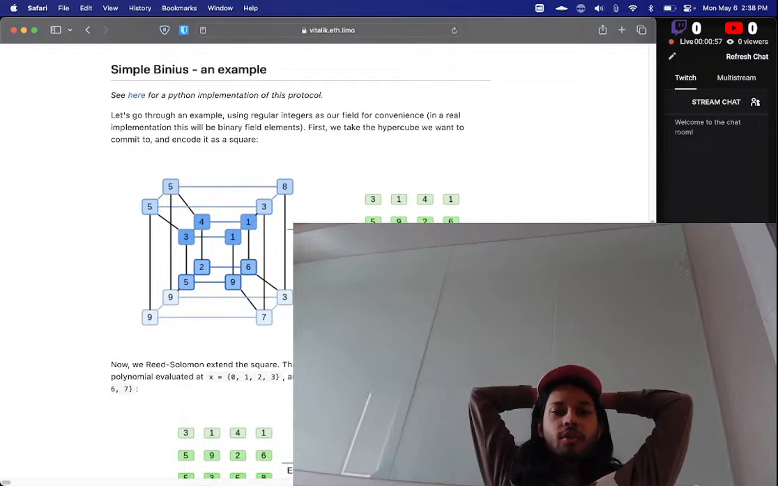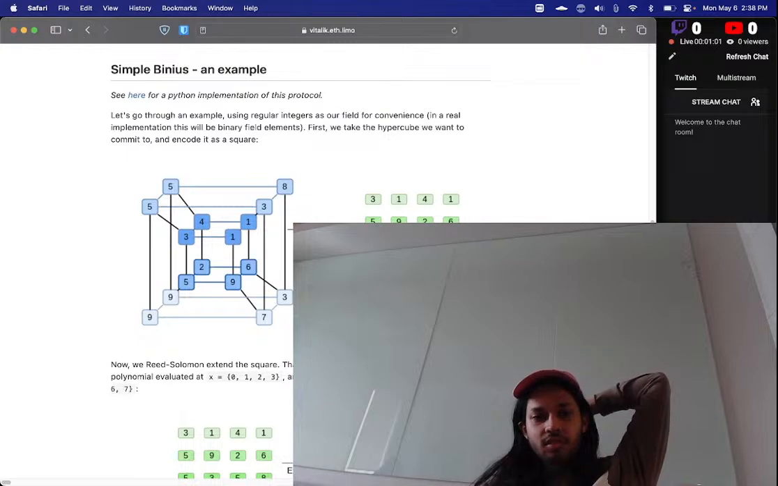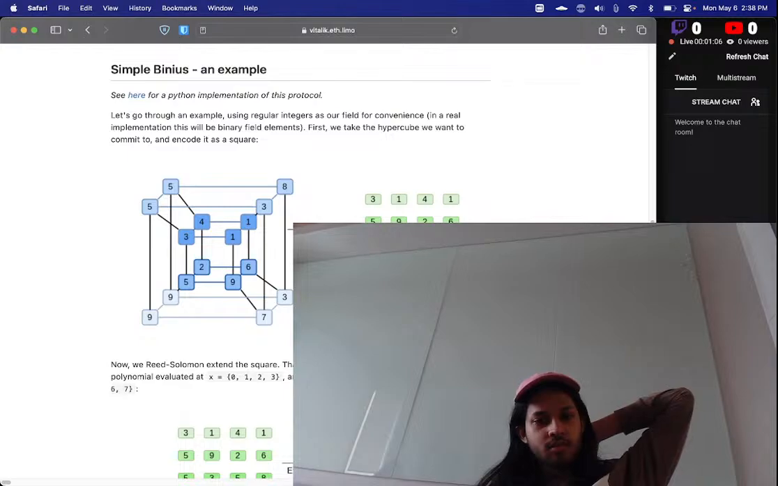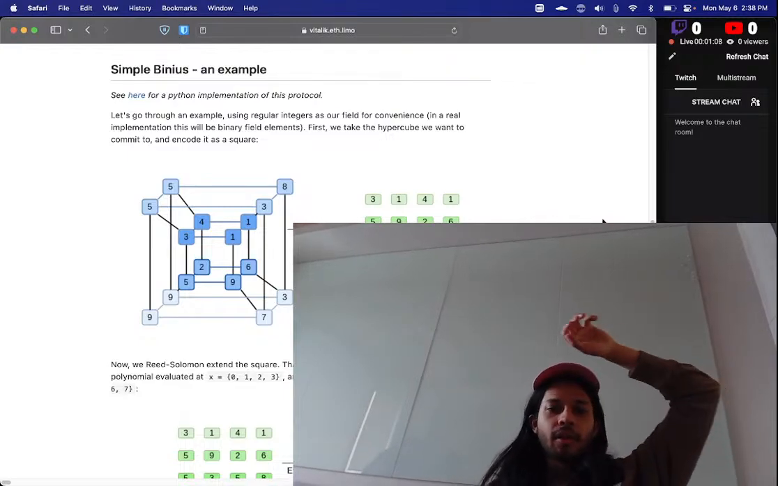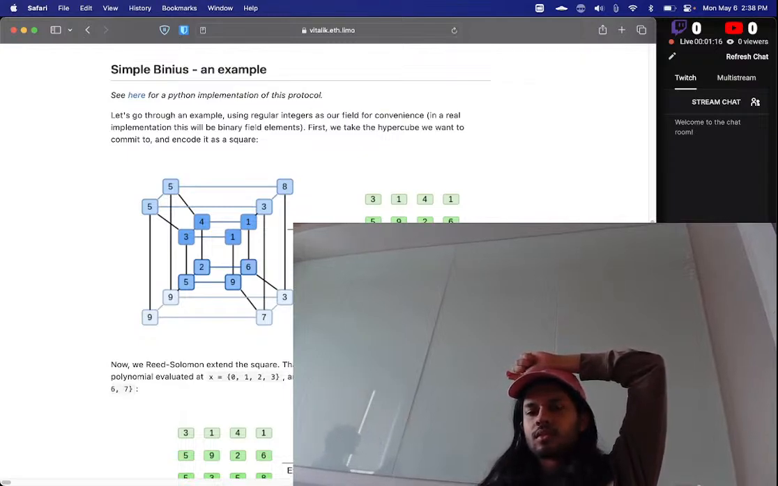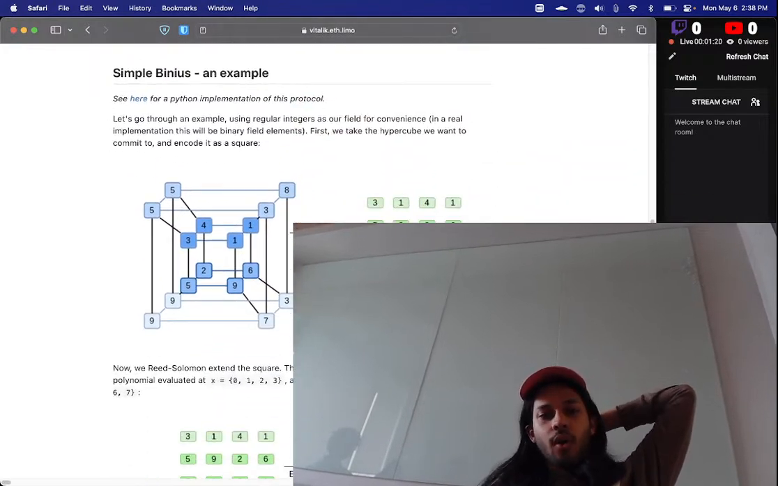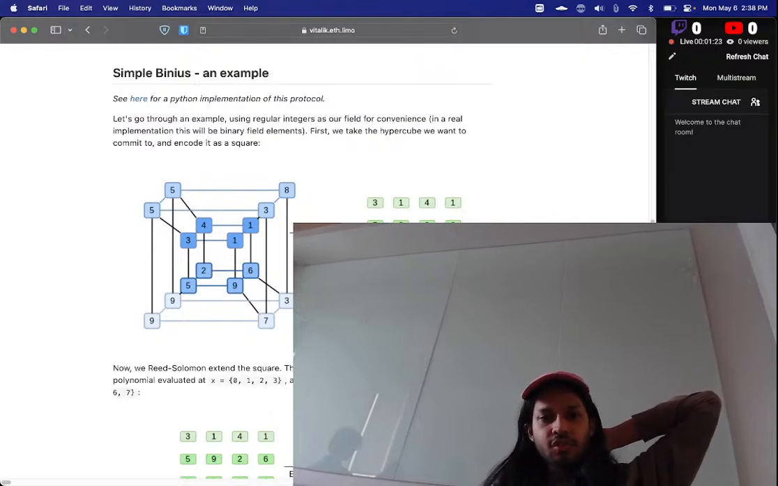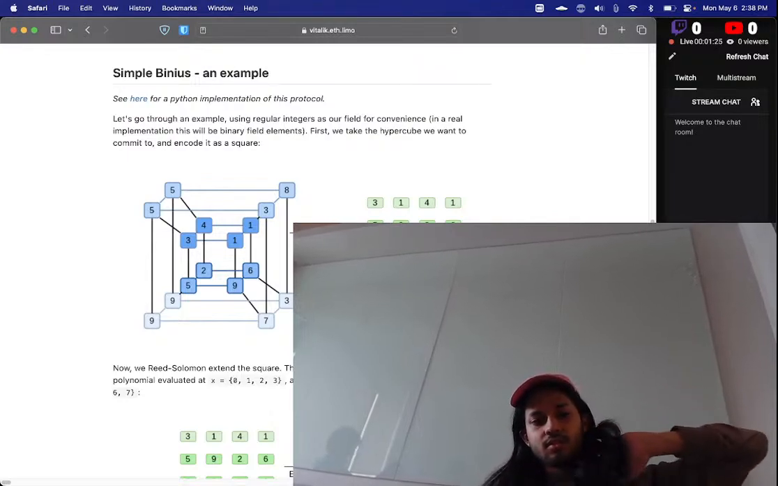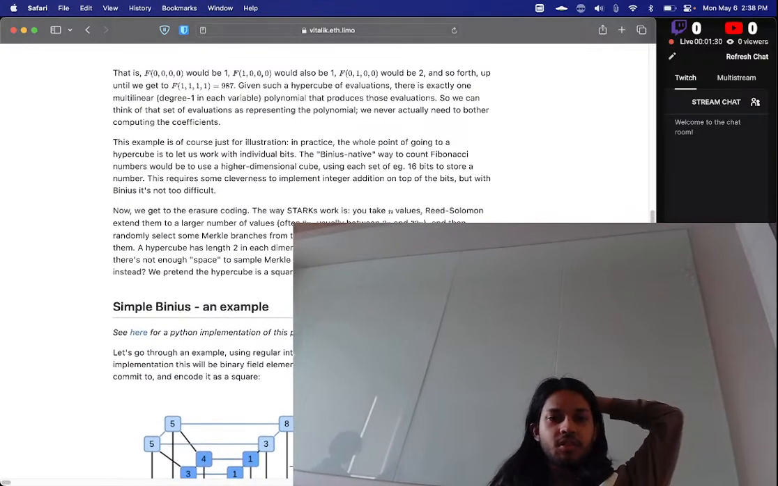So maybe my question is, in this simple Binius section, these 16 numbers. What are these numbers? For now, you just need to understand how you can flatten the cube. Yeah, but like that flattening, this 1, 1, 3, 4. What are all these numbers? For now, it's just to understand the data structure. Oh, I see, what you're going to commit inside this cube. These are just regular integers as our field for convenience. Binary field elements. Okay, I see.